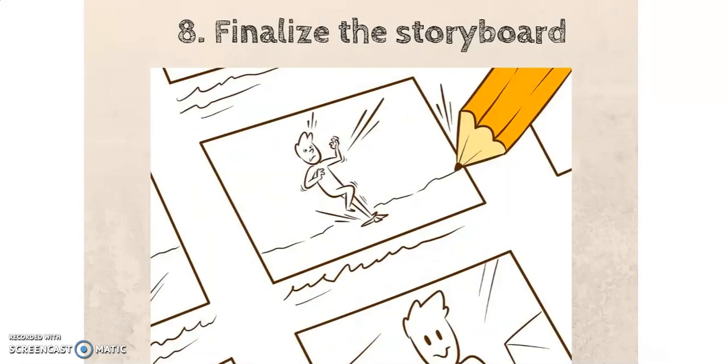And after that, finalize the storyboard. So after you finish adding the important information, you can finalize the storyboard, where you need to finally review your work and make some changes. And you can also consider adding some color, to make your storyboard look more interesting, and this will help your ideas stand out.